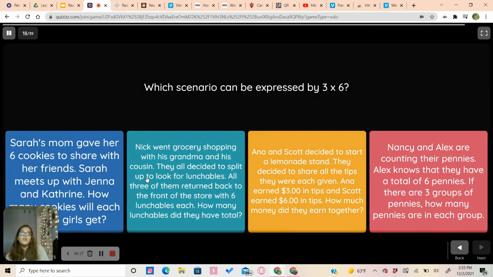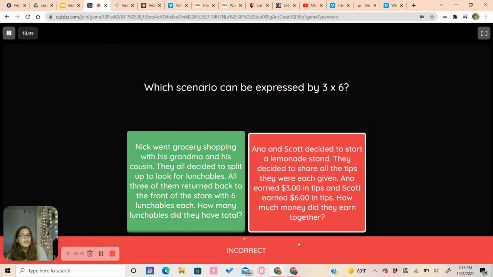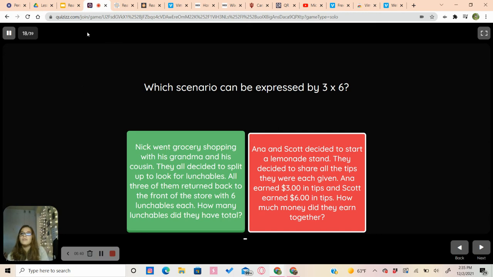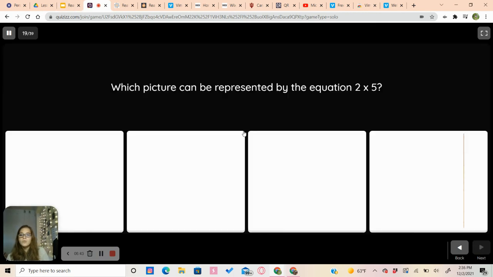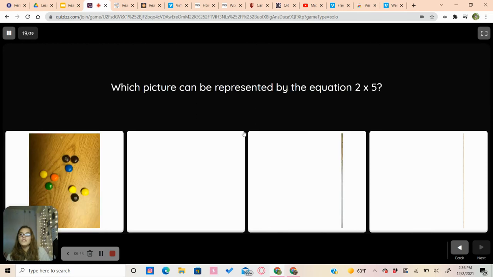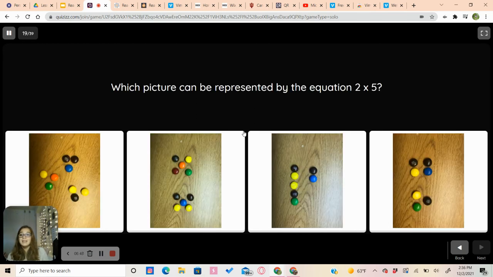And so you get to choose a scenario. One of these scenarios can be expressed by this equation. And it's timed and it just gives them a moment to kind of test themselves. So if they got it wrong, it'll show them the right answer. And I really like this Explore tool because it allows them to find out what the right answer really is. So even if they don't have the right answer, it's okay. They still learned something, and that's what really matters.